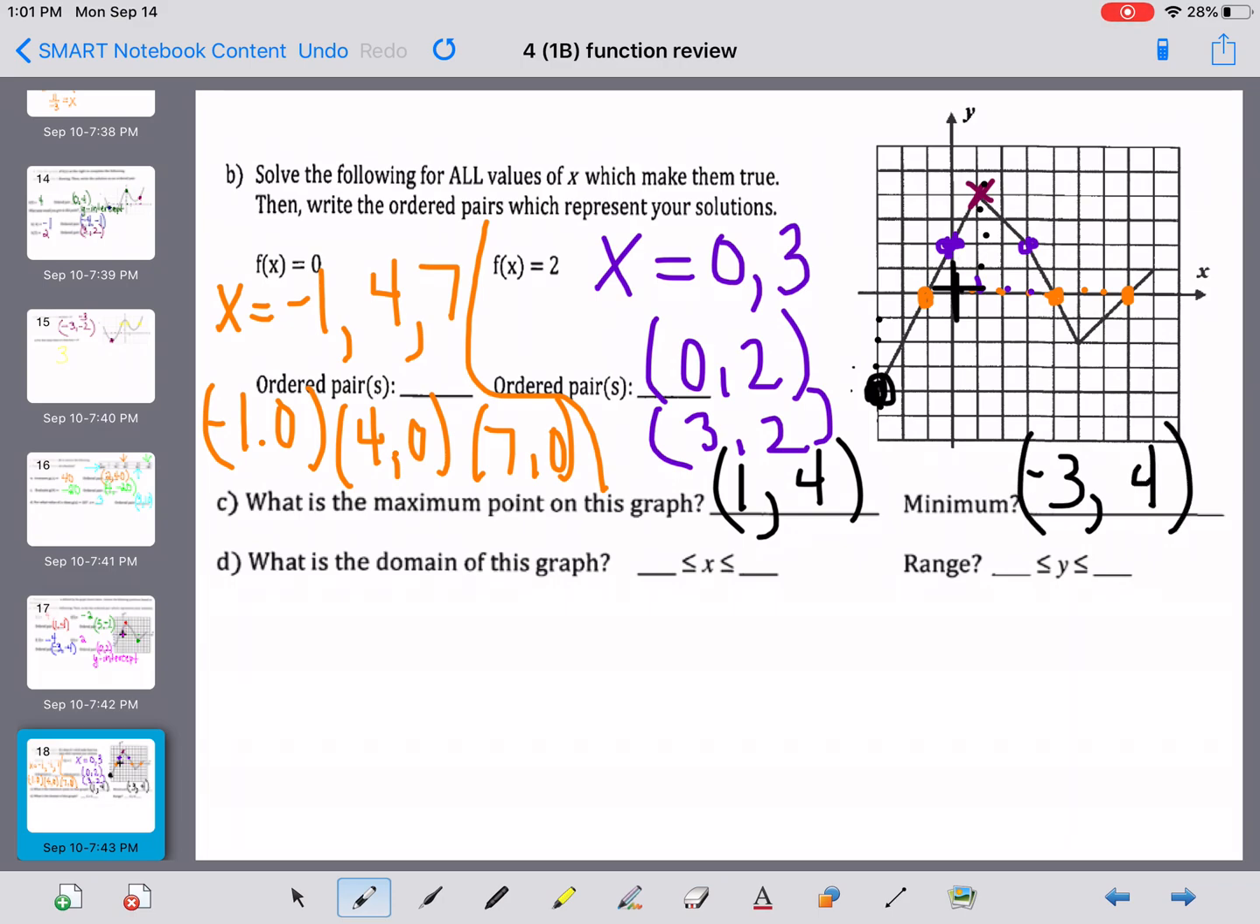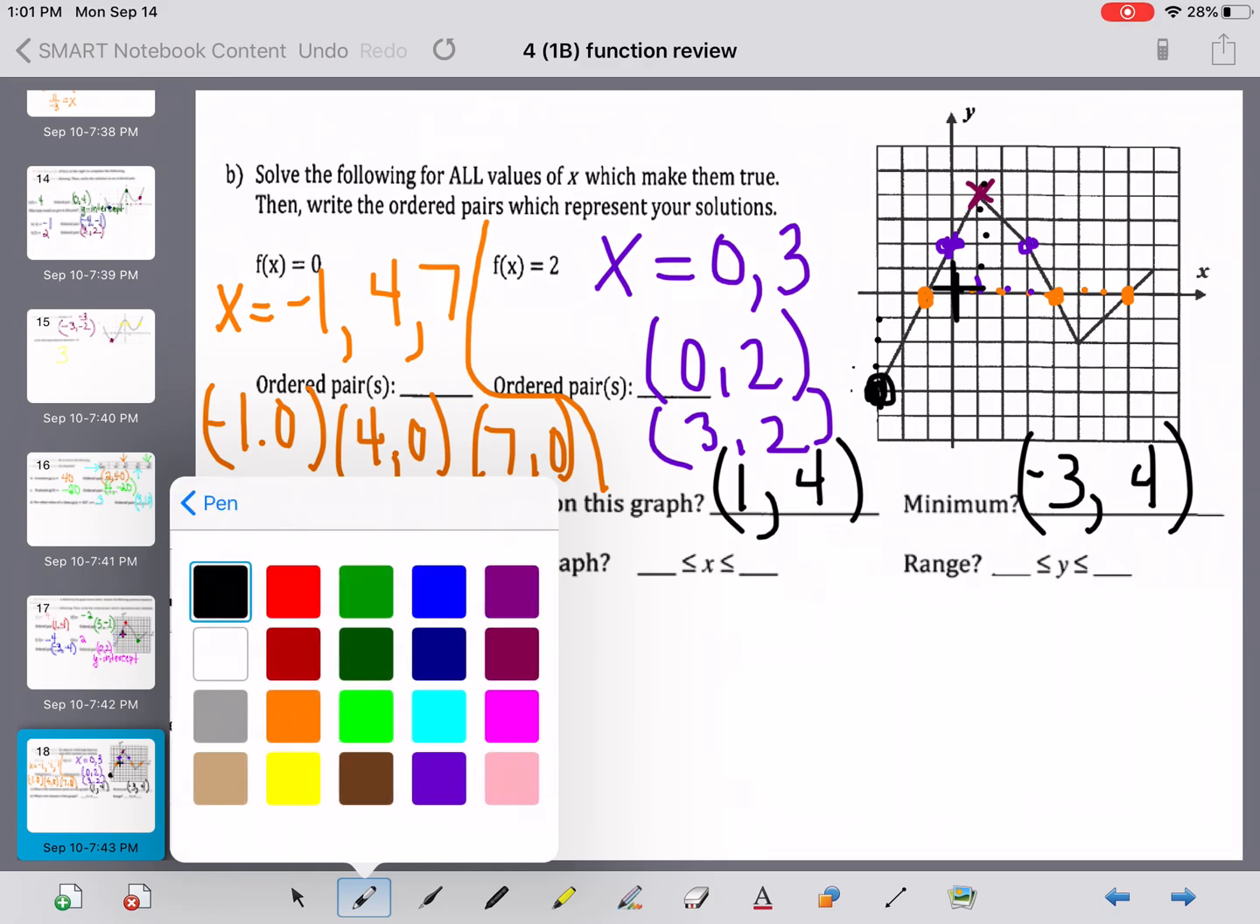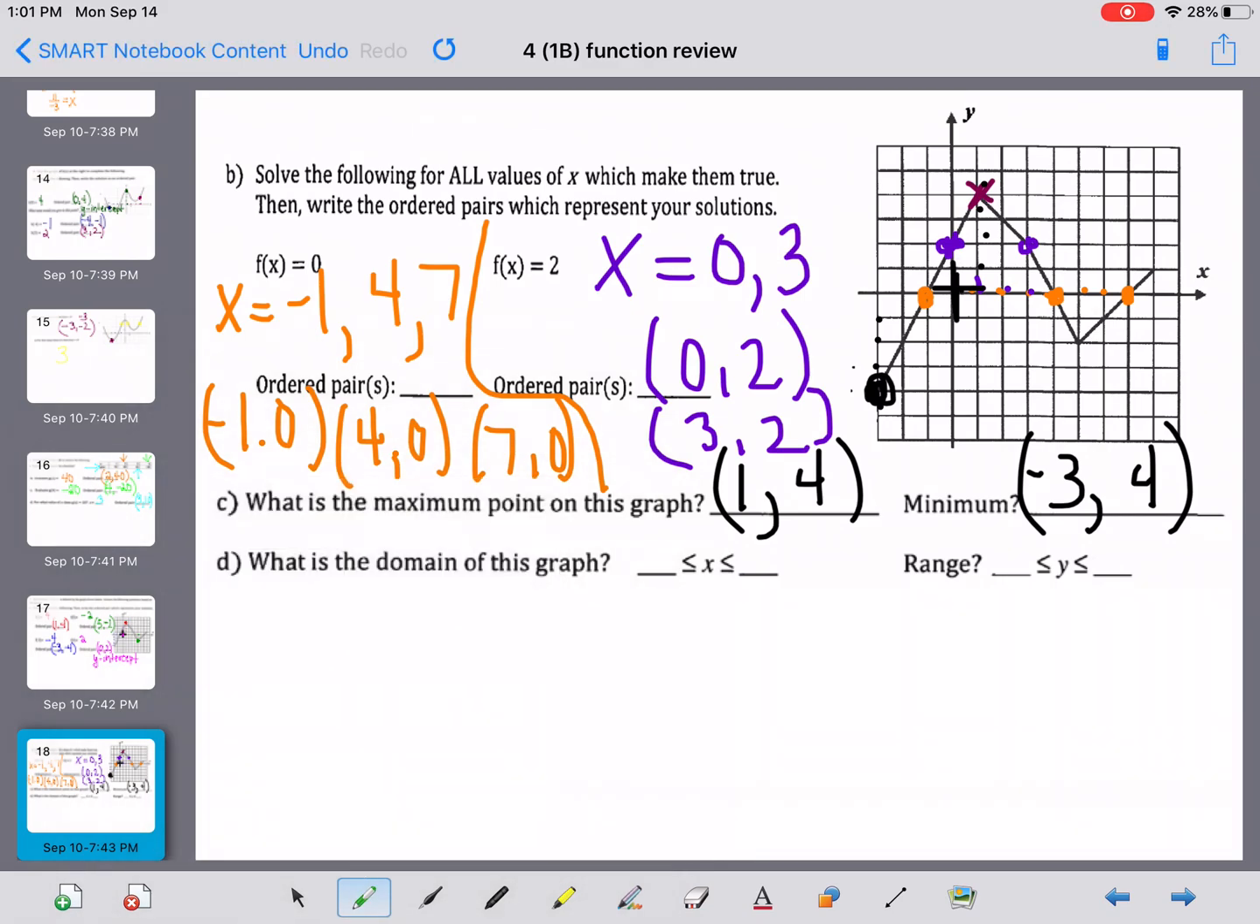Finally, the domain of the graph. Domain deals with the x values of this graph. And when we're filling in the x values of this graph, what's happening is we are going to go from this, because that's where we started, that's the far left, and the far right. So when we look, it's 1, 2, negative 3, and then 1, 2, 3, 4, 5, 6, 7, 8.